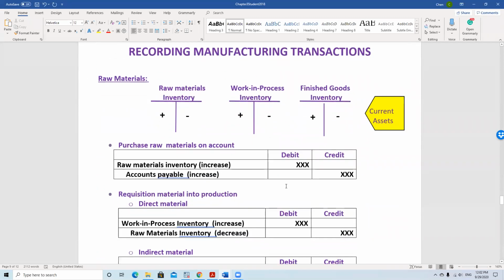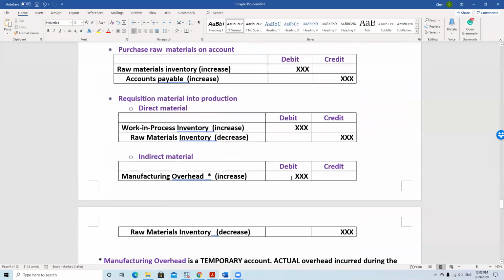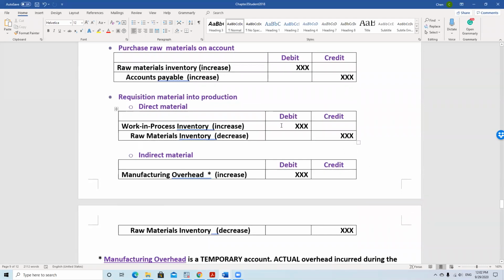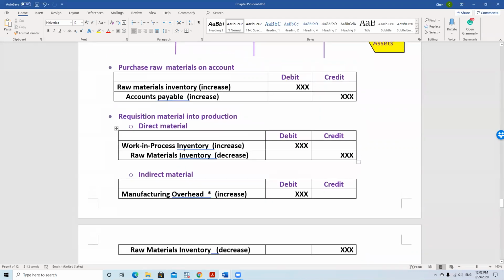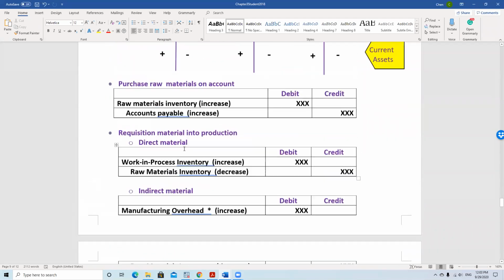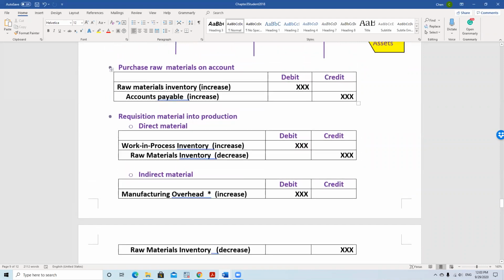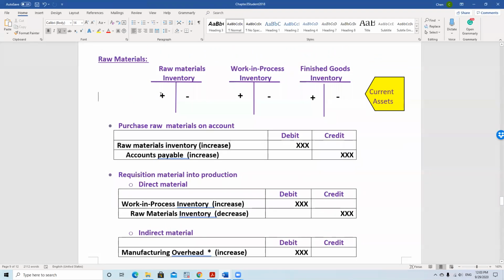Next is recording manufacturing transactions. Do some journal entries. I think you have this information in your textbook as well. I don't think I'm going to go over all the details, but just something to highlight. When you purchase new materials, you have raw materials inventory and you have accounts payable. You do the debit and credit, and when you do a purchase, it actually increases your asset.